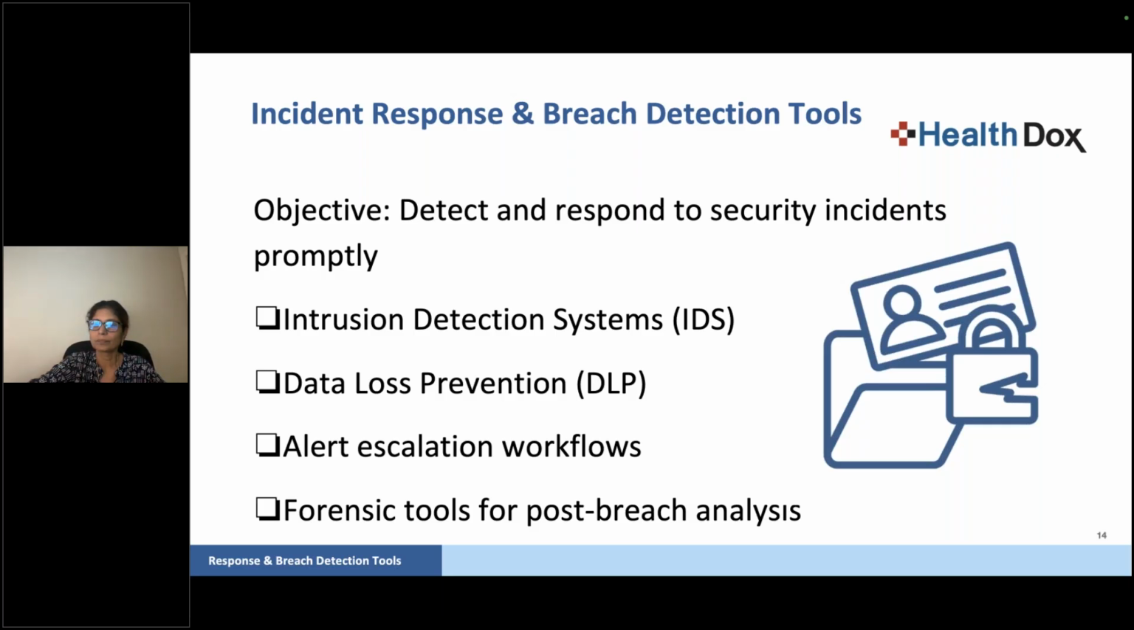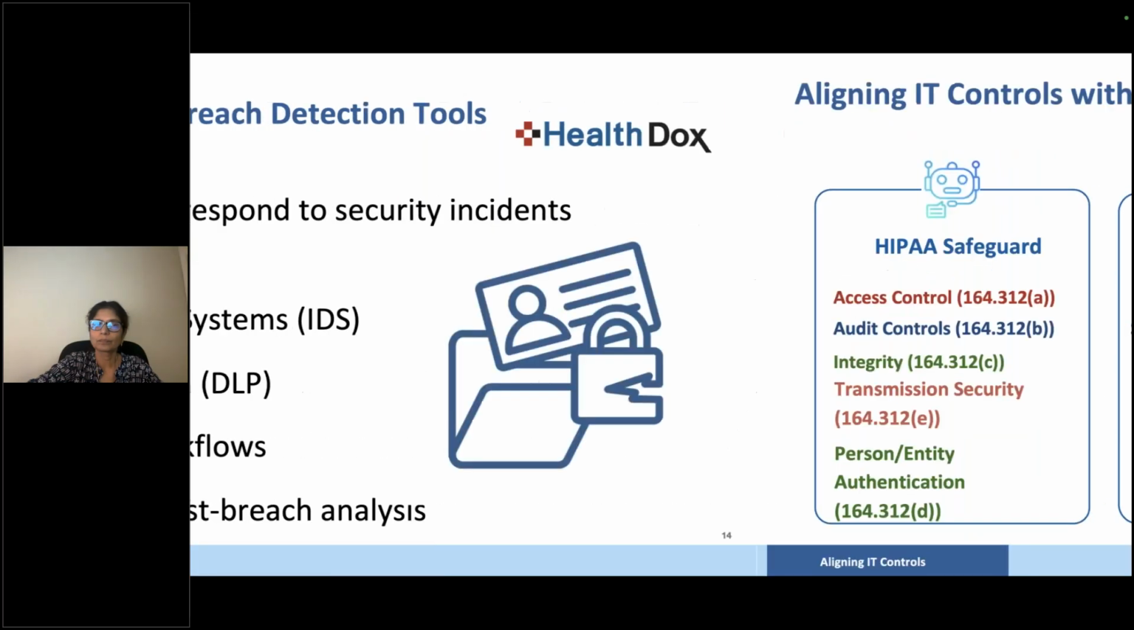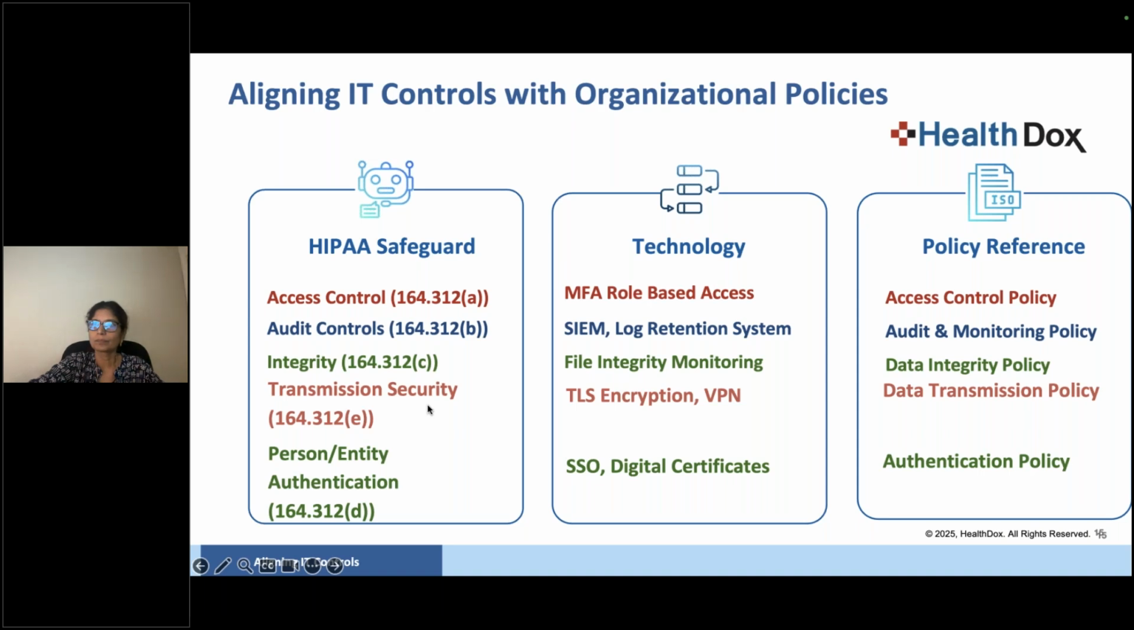When I say reactive to proactive, it definitely reduces both breach impact and OCR penalties, what we were seeing in the beginning slides, right? So there are many detection tools available, like IDS, intrusion detection systems, data loss prevention, that is DLP, alert escalation workflows, and forensic tools for post-breach analysis. Those are some of the tools available to do incident response and breach detection.